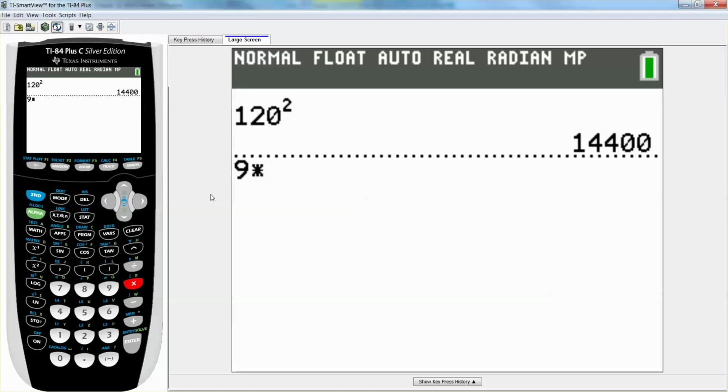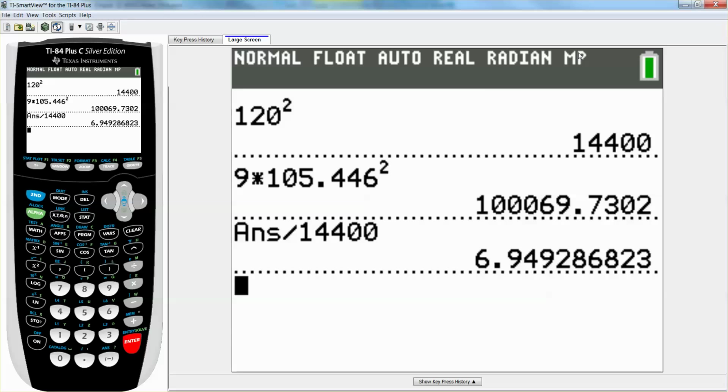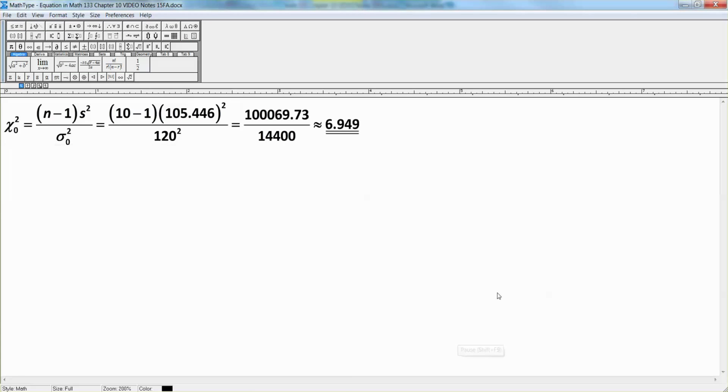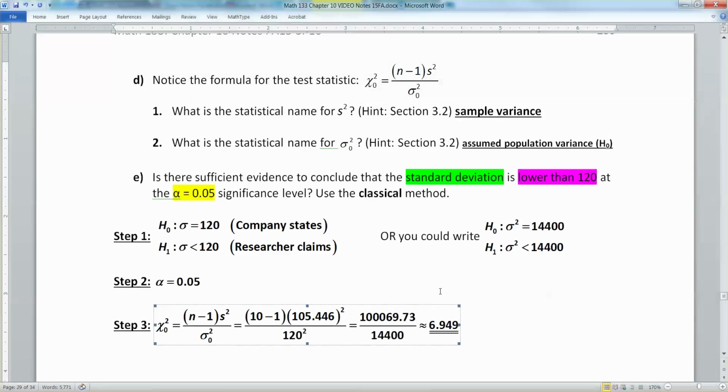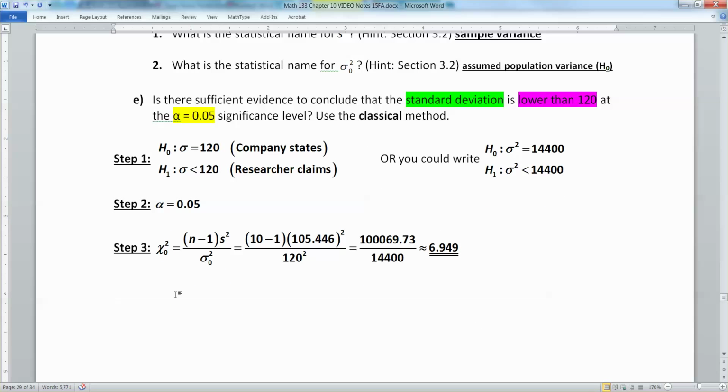So I want 9 times 105.446 squared. That'll be my numerator. And that's that number. And I already know the denominator because I can see it right above me. It's 14,400. So I'm going to take my last answer, 100,069 and so on, and divide it by 14,400. And I get 6.949. And there I just type that in. All right, so that's our test statistic. Done. It's not actually a hard test statistic to find, so I guess it's okay that the calculator doesn't do it for us.